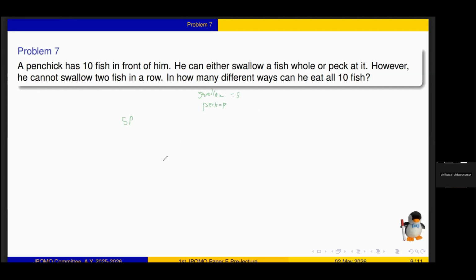Okay, I will reveal the solution. Actually, it's the Fibonacci sequence. But why is it the Fibonacci sequence? Well, we can use recurrences to answer this. What is a recurrence? It's just something that depends on the previous terms, right? So let's try to build a recurrence for this.